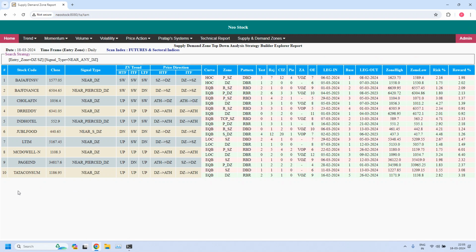So 10 stocks are filtered. And let us identify high liquidity demand zones from this list. We can't plan trade in this stock because it is already pierced. Pierced zones we cannot trade. Always pierced count should be 0. So this is not a valid high liquidity zone. That means we did not find any high liquidity demand zones from this list.